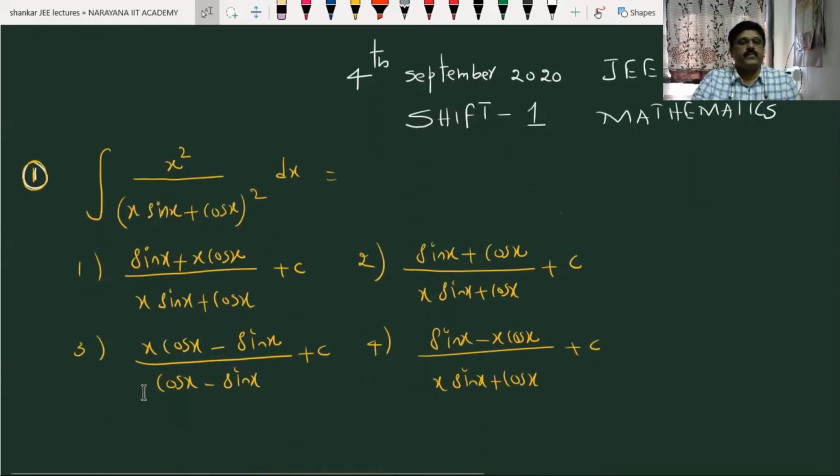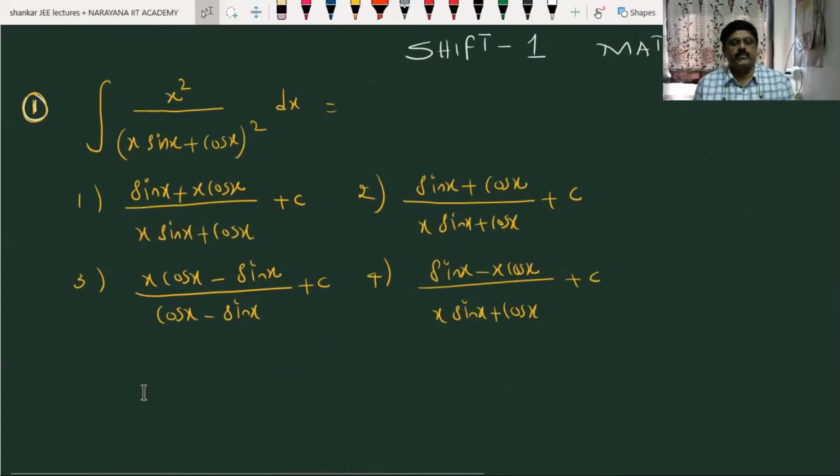Now see the first question: integral of x square upon (x sin x plus cos x) whole square dx. This problem has a simple twist regarding integration by parts. So how to crack this problem, carefully see. What I am going to do is write x square upon (x sin x plus cos x) whole square like this, and I supply cos x.